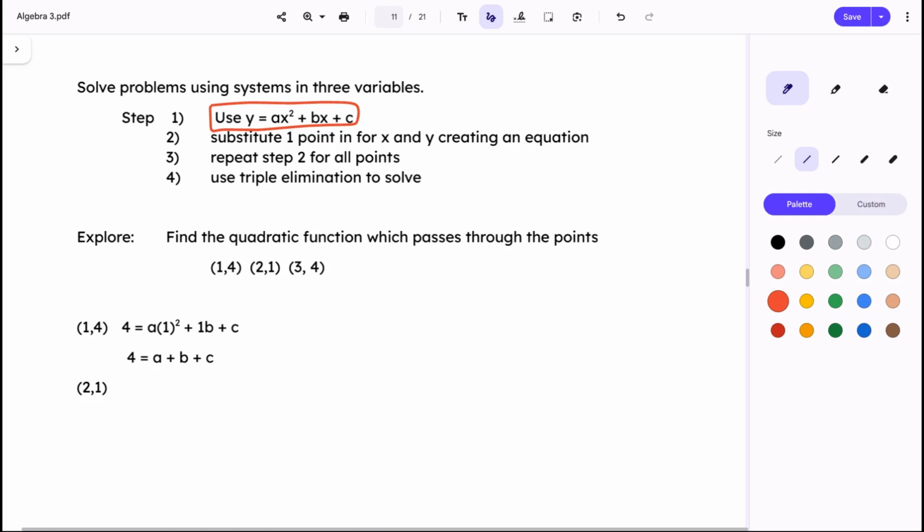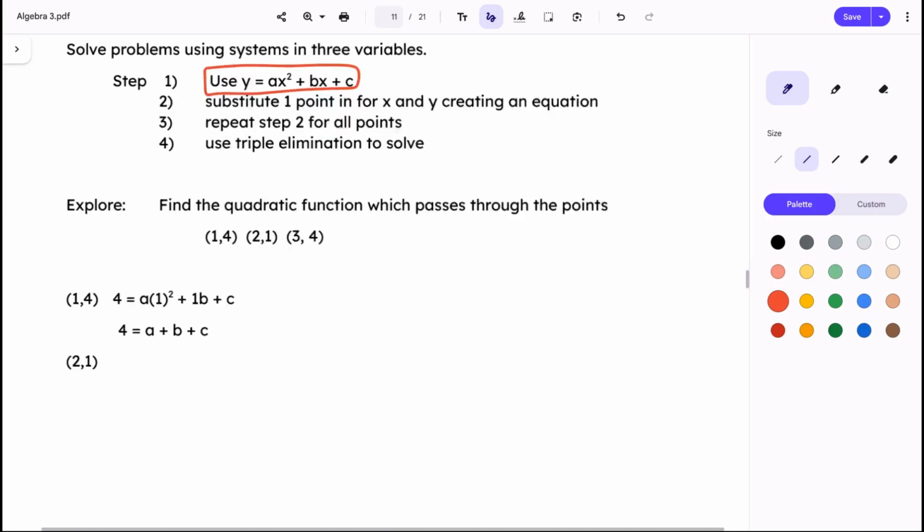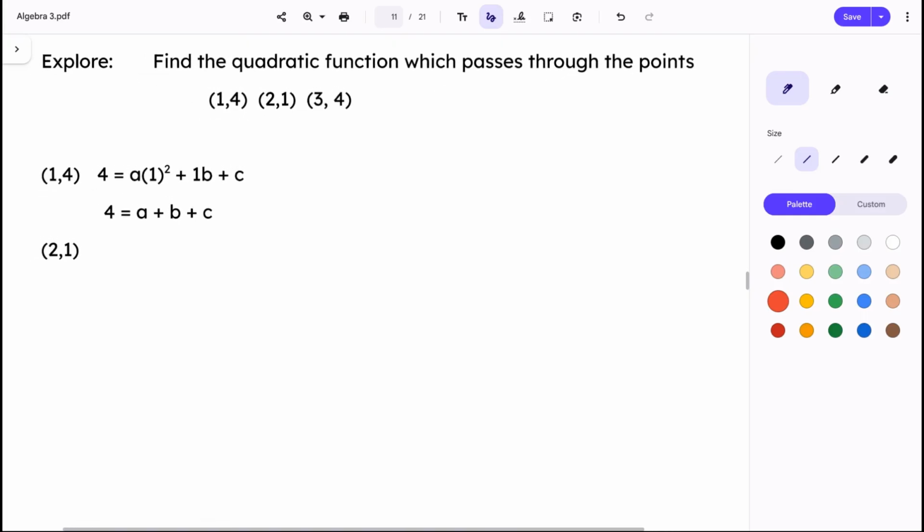To do this, we're going to still use a little bit of what we did yesterday with elimination, with our system of three variables. Again, we're just solving for a, b, and c today instead of thinking about it as x, y, and z and looking for that point where all those lines intersect. So my first example here, I've got the points (1, 4), (2, 1), and (3, 4). And I'm still thinking about this form, y equals ax squared plus bx plus c.